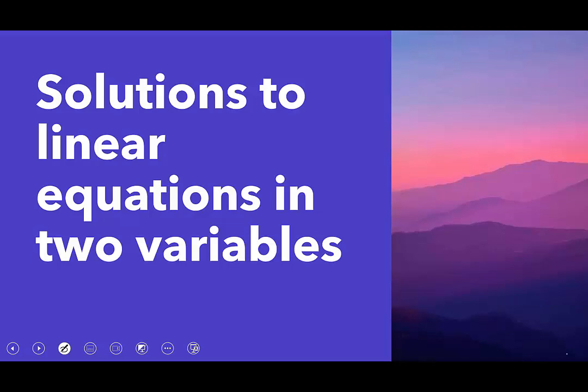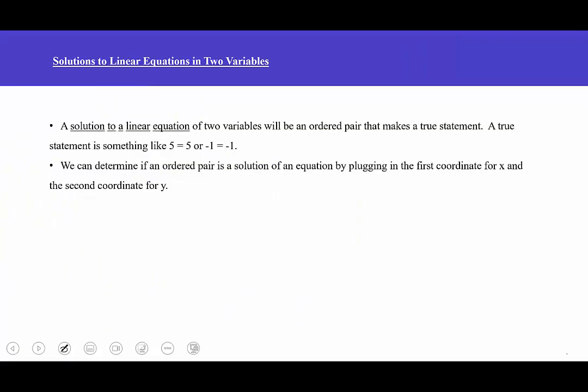In this video, we are going to talk about the solutions to linear equations in two variables. A solution to a linear equation in two variables will be an ordered pair that makes a true statement. A true statement would be something like 5 equals 5 or -1 equals -1. A false statement would be something like 5 equals -1 or 0 equals 3, because those are, well, not true.